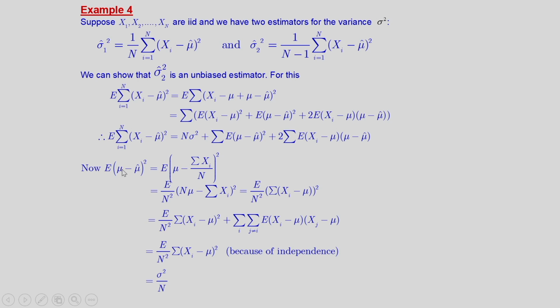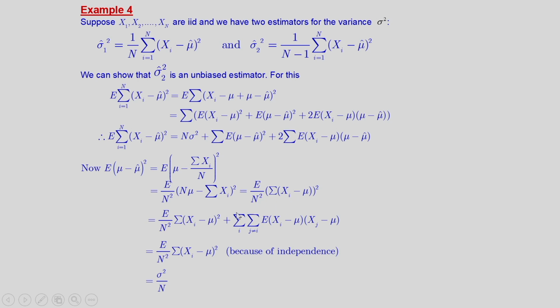So this is E of (mu minus mu hat) whole square. This expression is important for us. E of (mu minus mu hat) whole square, that is the variance of mu hat, is equal to E of (mu minus summation xi by n) whole square. If I take n common, then because of this square, E of (n mu minus summation xi) whole square divided by n square, and this we can write as E of (summation xi minus mu) whole square divided by n square.